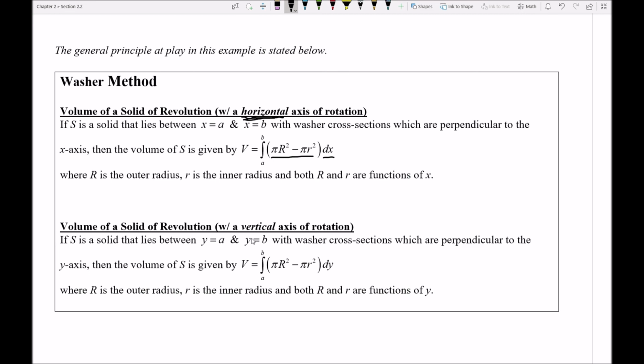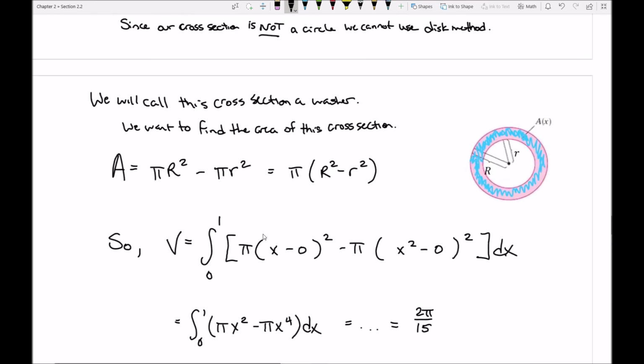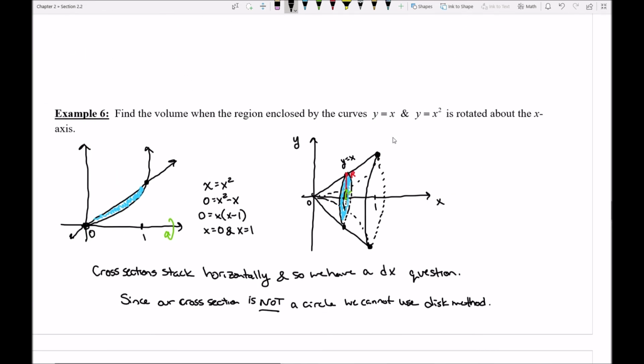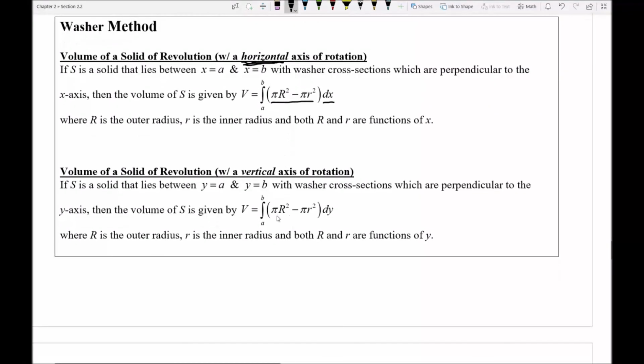However, I should be aware that if I was to rotate the picture of what I had up here, imagine rotating this thing 90 degrees this way, I could have easily come up with washers that stacked in a vertical direction. And if washers stack in a vertical direction, I'm going to tackle this as a dy question, and I can still imagine that I would set up washers. I'm just going to have these in terms of y variables as opposed to x variables for the radii. In the next video, we'll take a look at 2 more examples of how we can do this with the exact same curves.